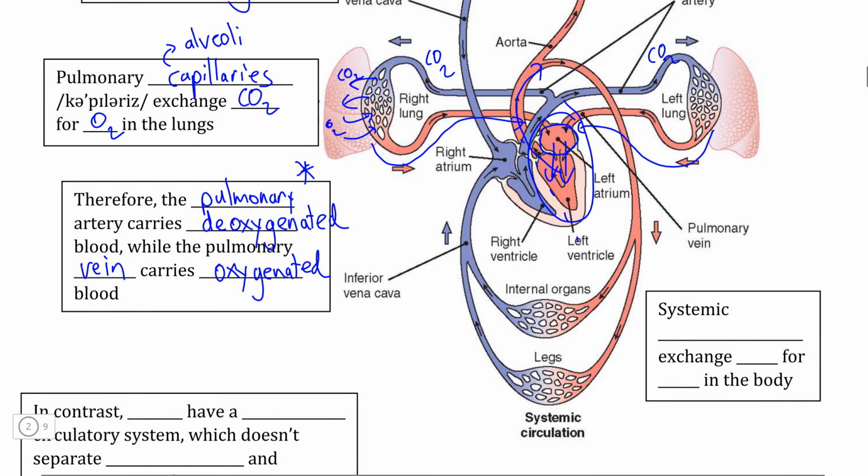So if we go to systemic capillaries, it's easiest to look at the gas exchange that occurs in a specific location.